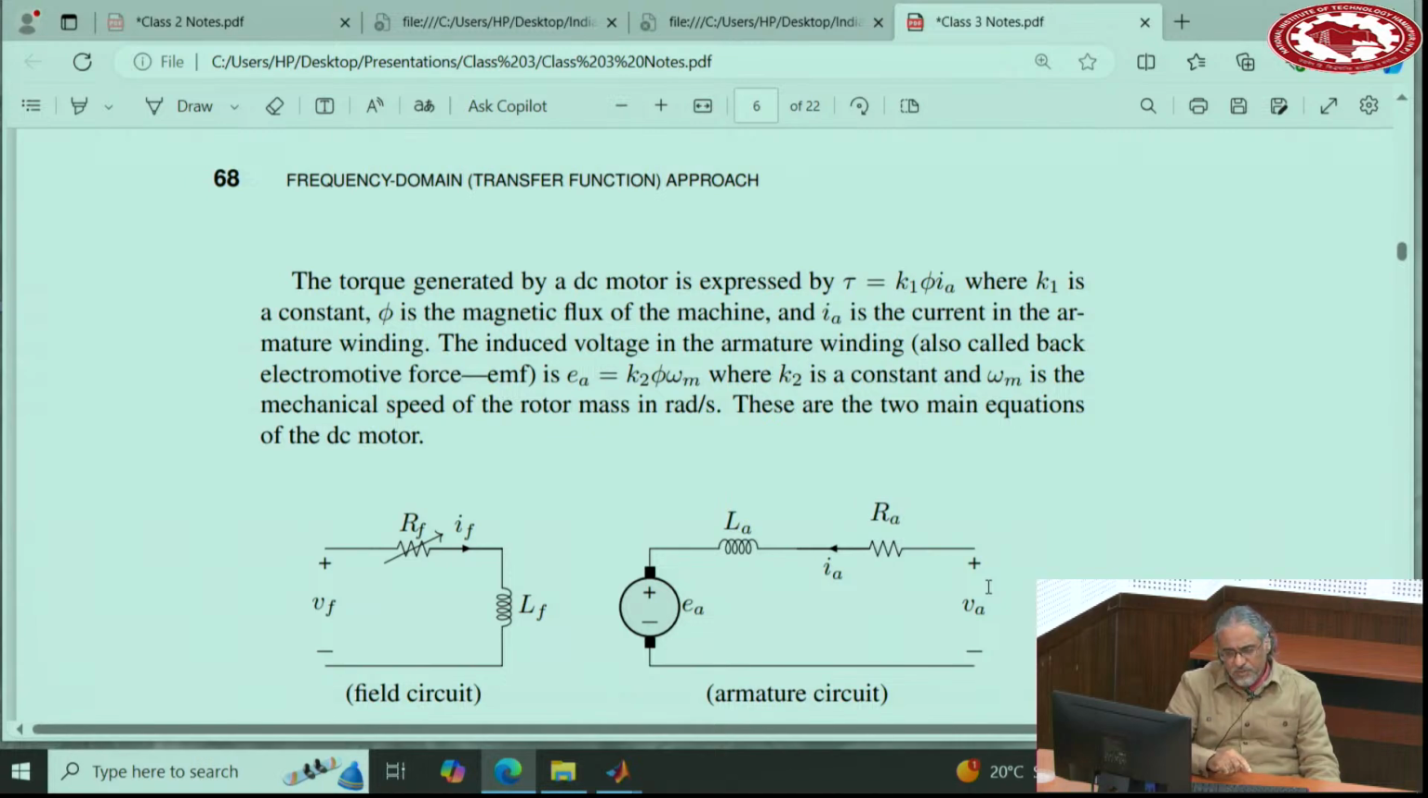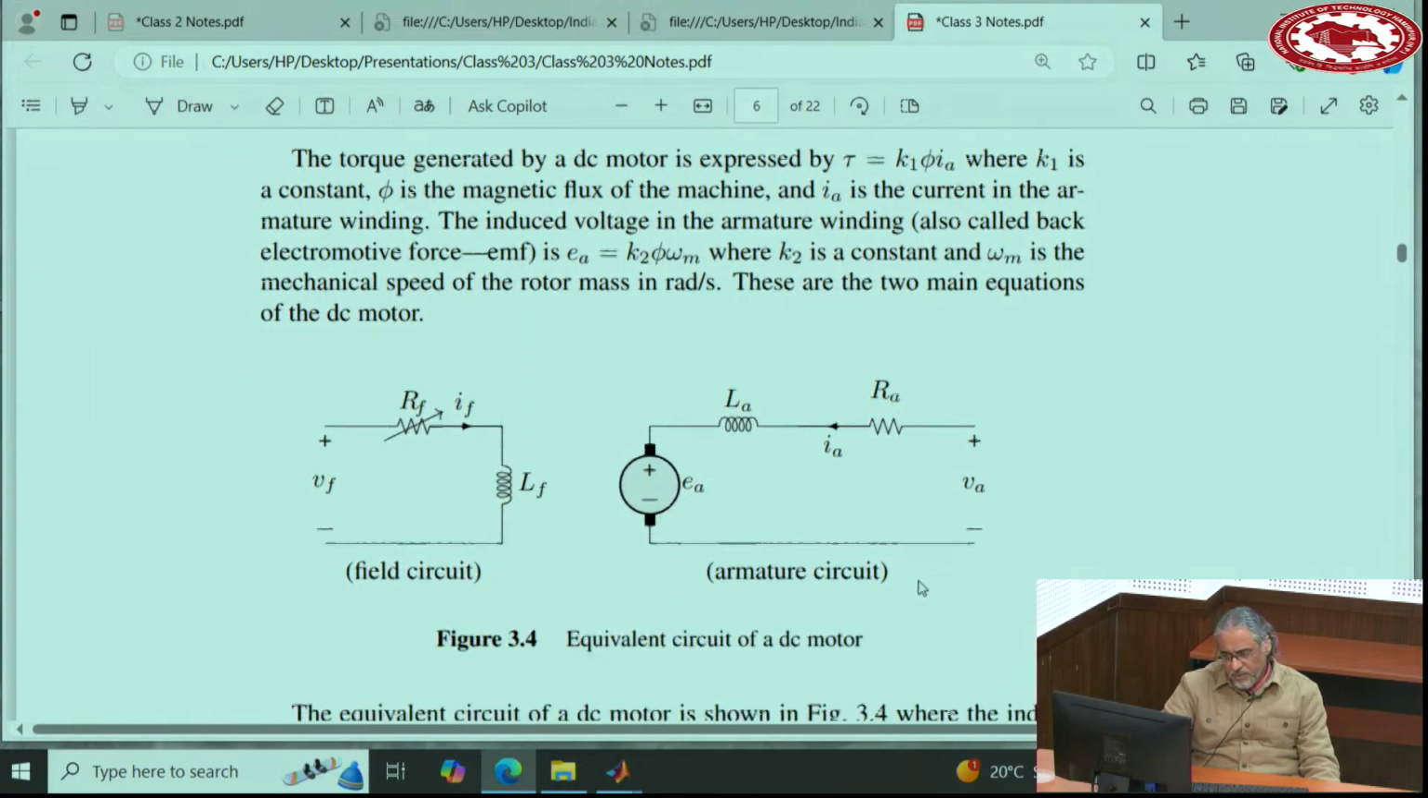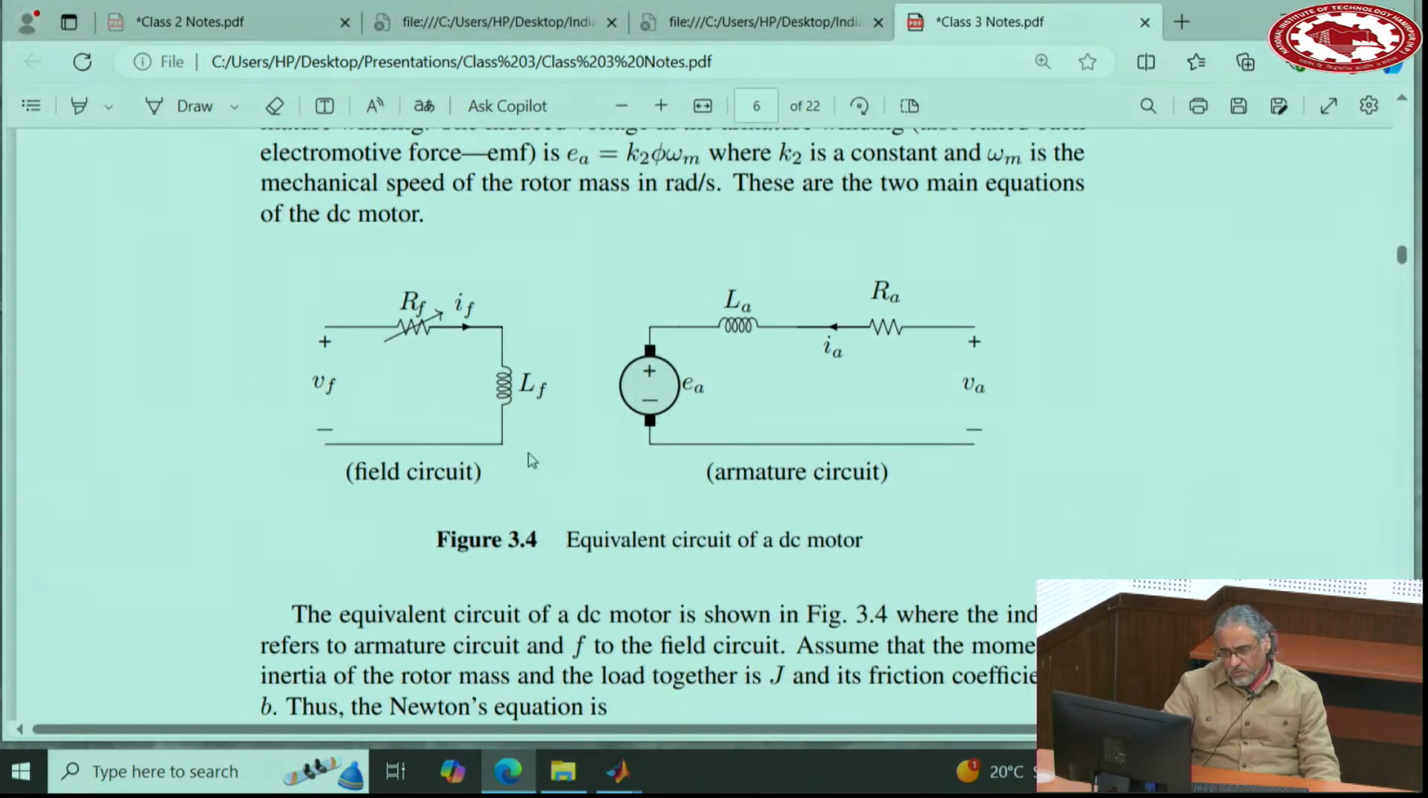So it converts the electricity here, VA, IA, that will be the power or energy, into mechanical motion. This EA is the internal voltage of the machine. We don't have access to that one. This is the armature voltage. These are the armature winding resistance and inductance. And this is the field circuit.